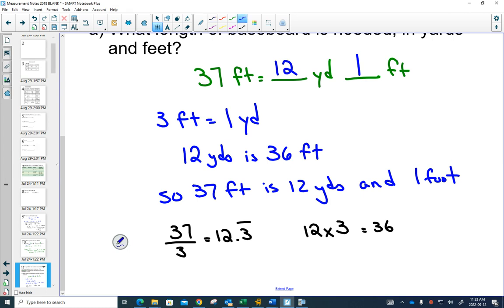Okay? You'll notice, though, that by writing out lines like this, 12 yards is 36 feet, so 37 feet is 12 yards and 1 foot left over. That can help you see what the conversion would be.